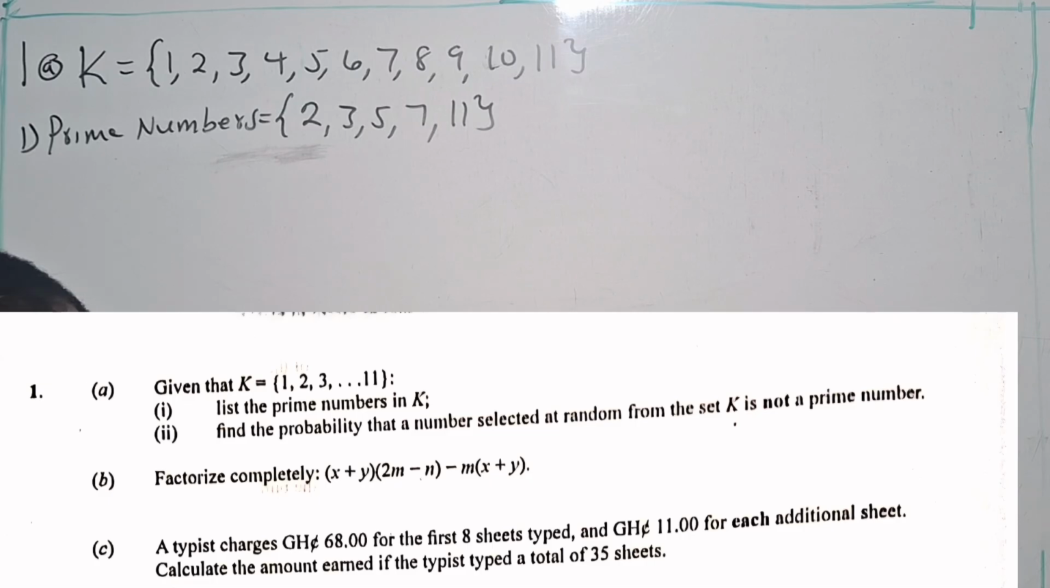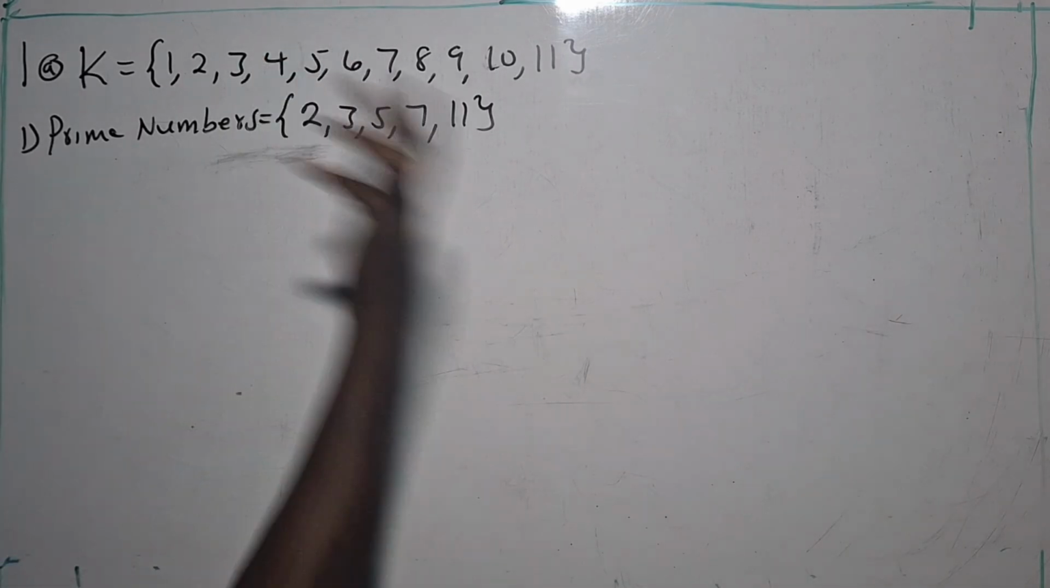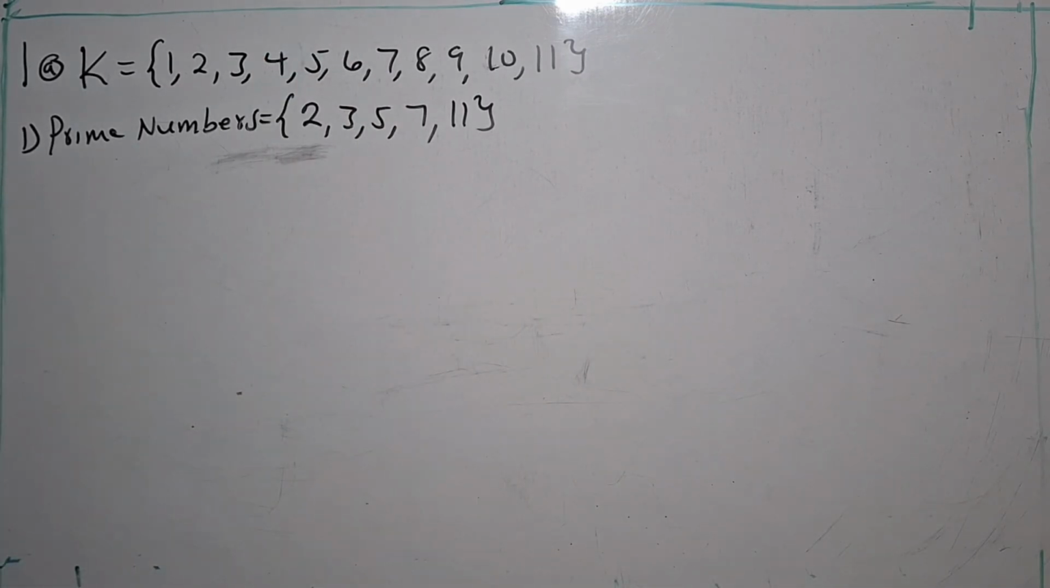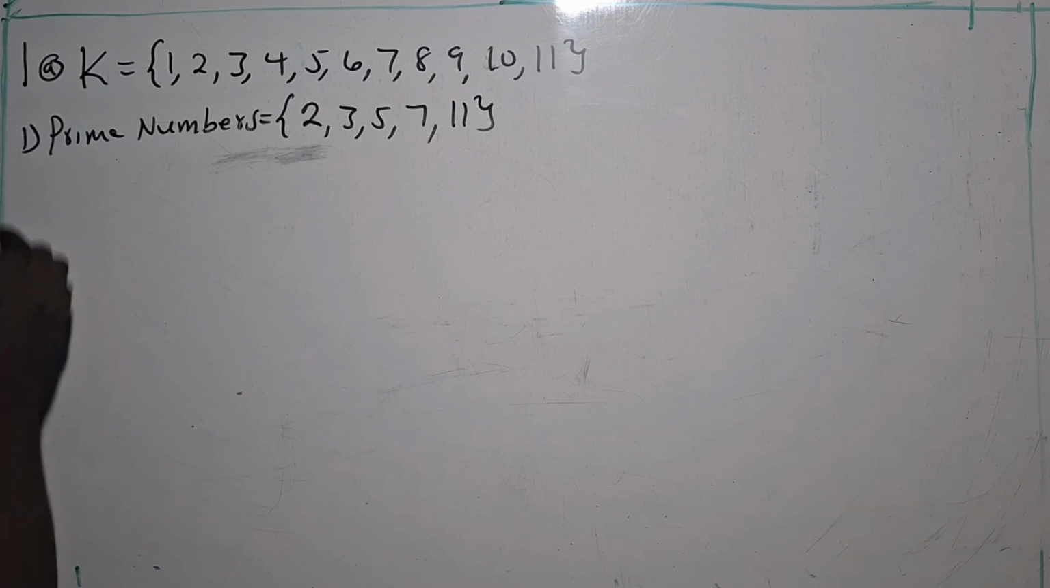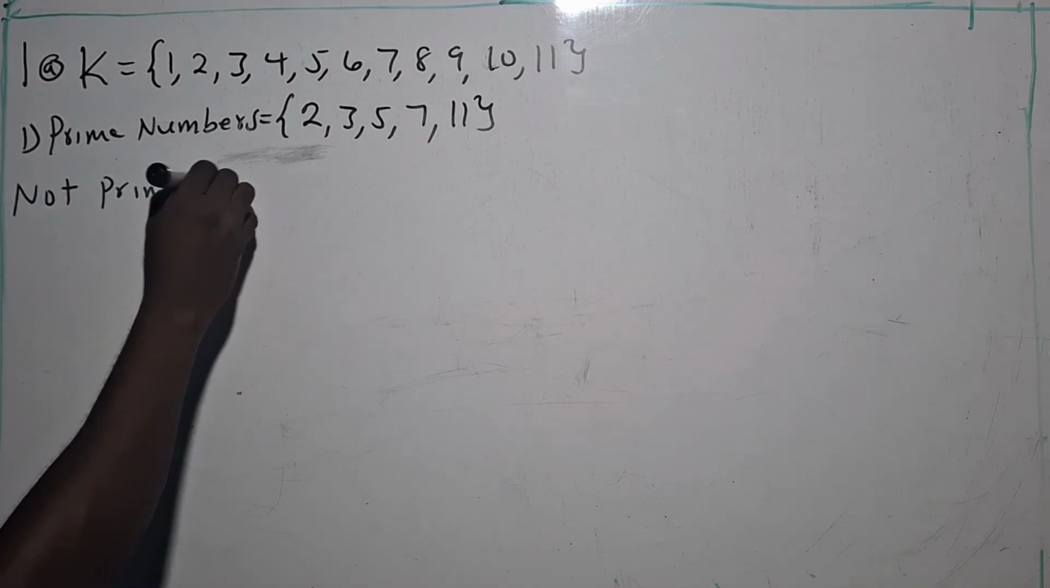Now let's see part II: the probability that a number selected at random from the set K is not a prime number. So we want numbers that are not prime numbers from K. You have listed the prime numbers.